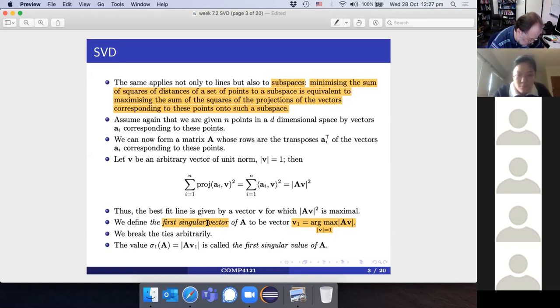After we find the first singular vector, we can calculate the first singular value. The first singular value is defined as sigma 1 of A, which is equal to the length of A V1. Later we will talk about an algorithm to find the first singular vector and the first singular value. These are the definitions of the first singular value and the first singular vector.